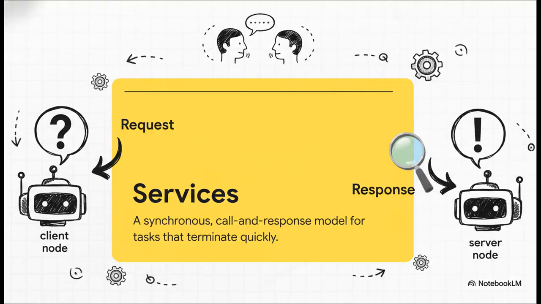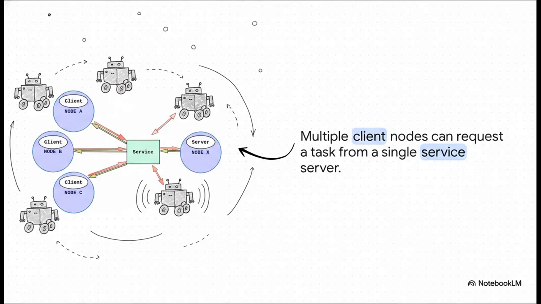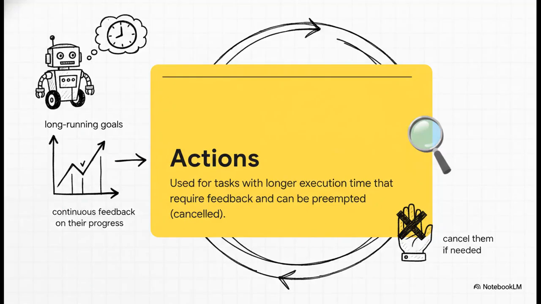But okay, broadcasting is great for sensor data, but what if you don't want to shout to the whole room? What if you just need to ask one specific node a question and get a direct answer back? Like, hey, what's 2 plus 2? Well, for that, you've got services. It's a direct one-to-one call and response conversation. And what's cool is you can have a bunch of different nodes, or clients, all asking questions of one single dedicated service provider. Like, imagine a node whose only job is to calculate the distance to a wall. Any other part of the robot that needs that info can just call up that service and get a quick, reliable answer. Super efficient.